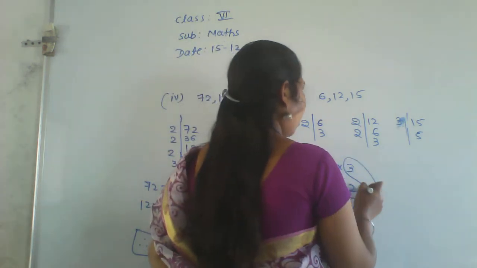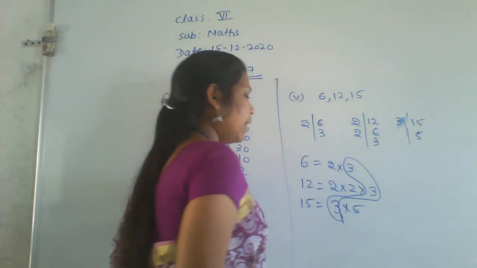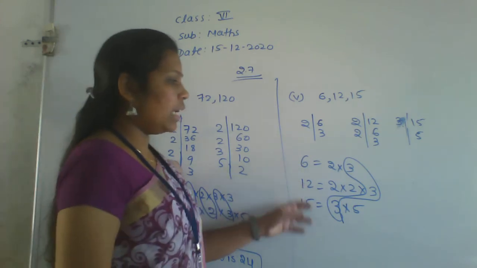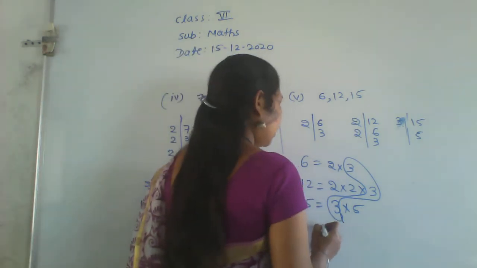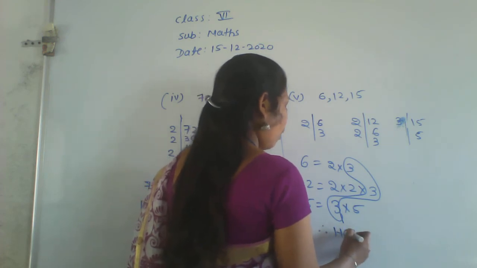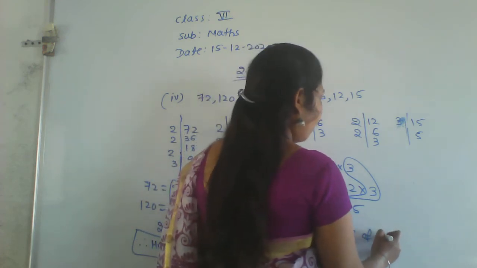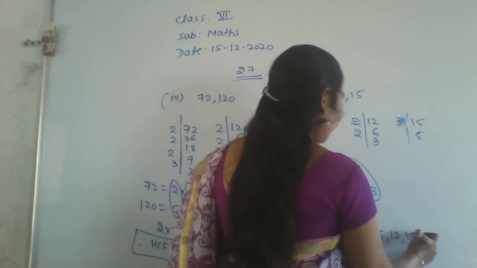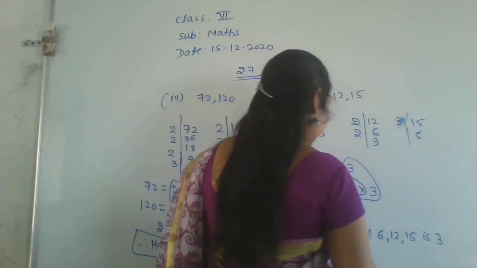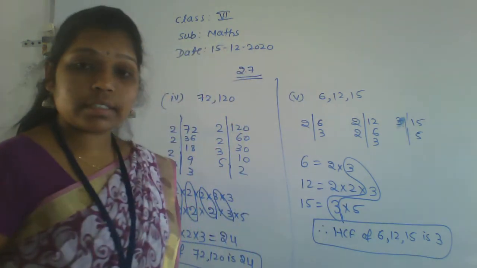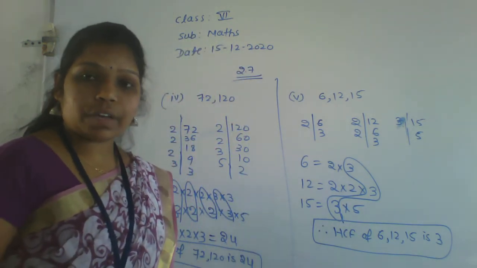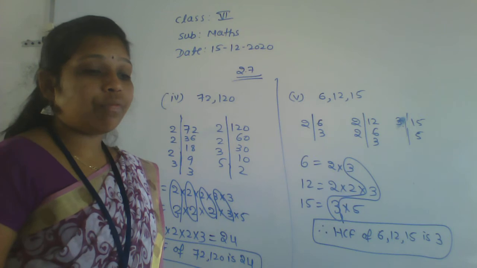Okay, which one is common? Only 3 is common. Okay, in every number, in every prime factorization, 3 is present. So only take a 3 here. Therefore HCF of 6, 12, 15 is 3. HCF of 6, 12, 15 is 3 here. Like that we have to find the prime factors.